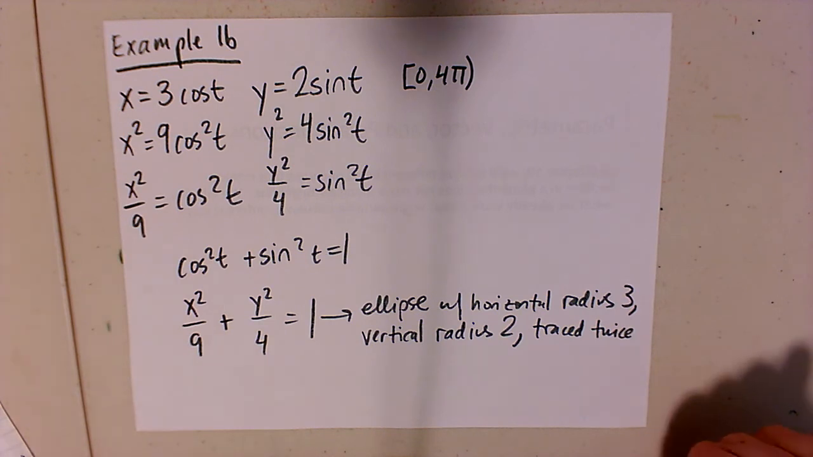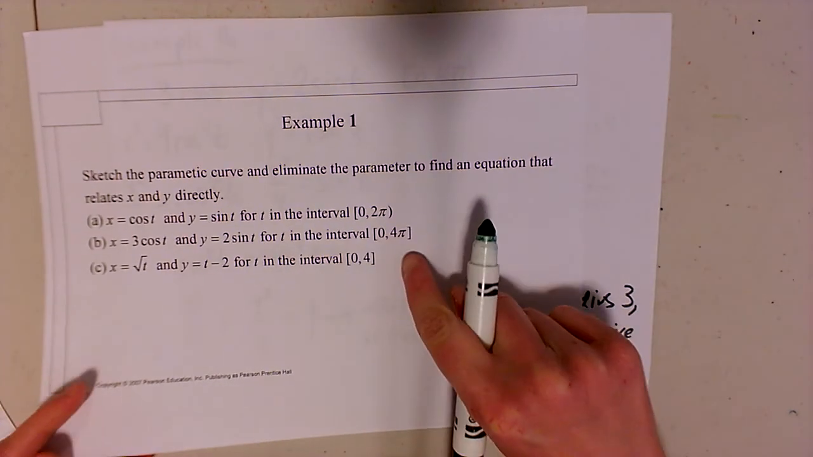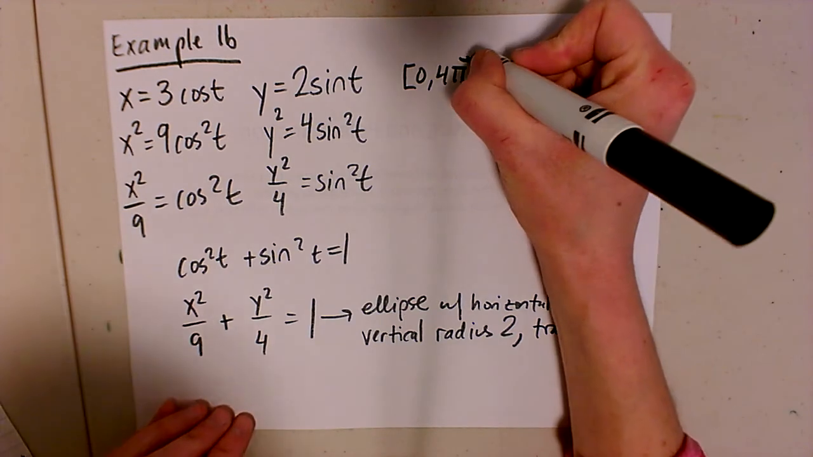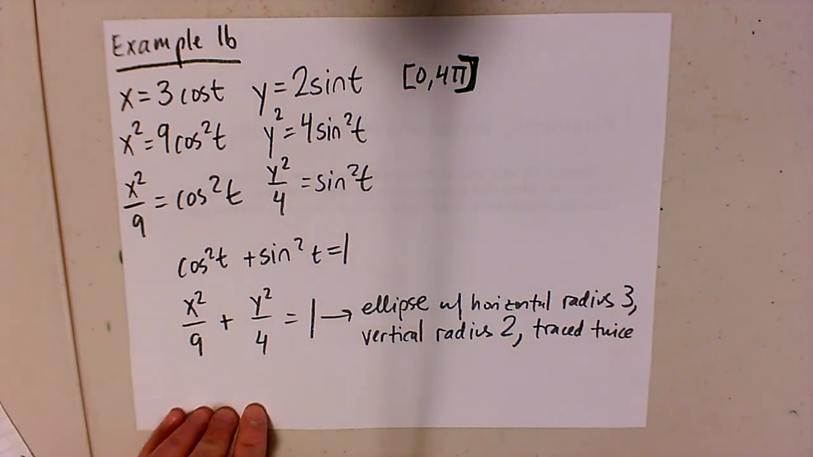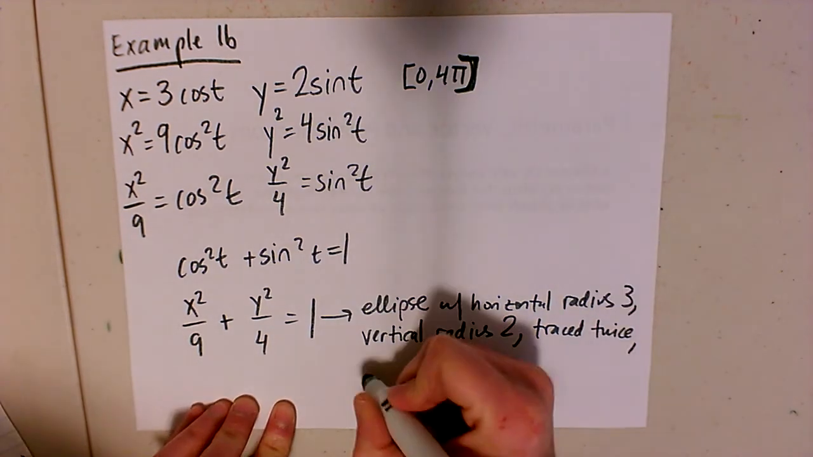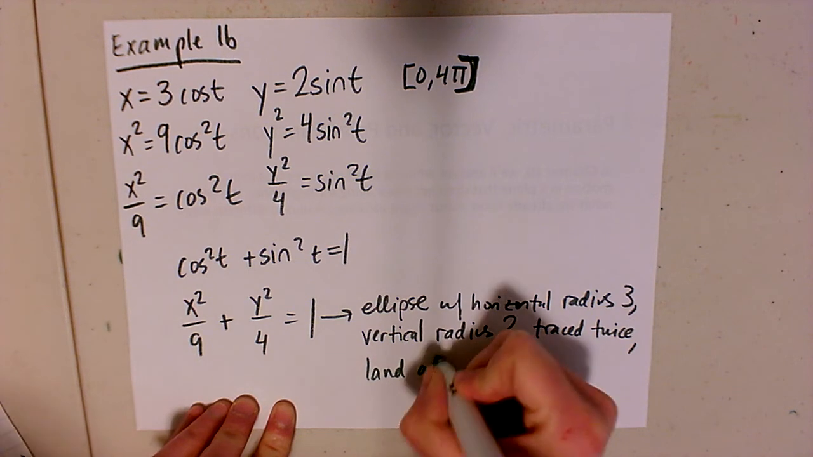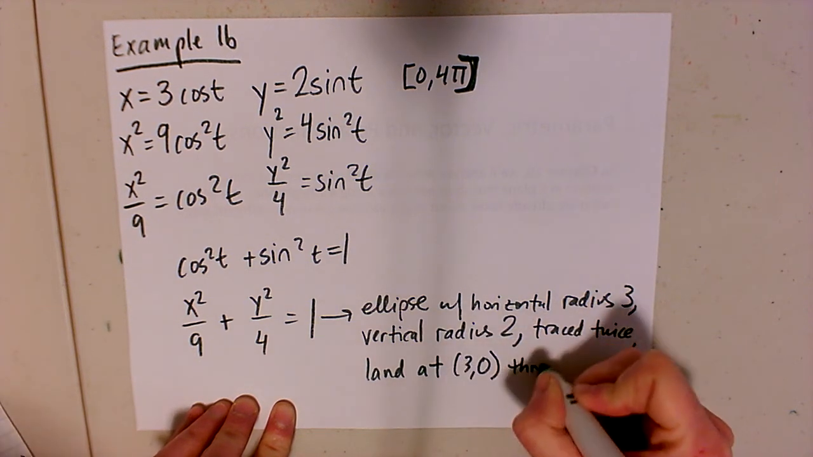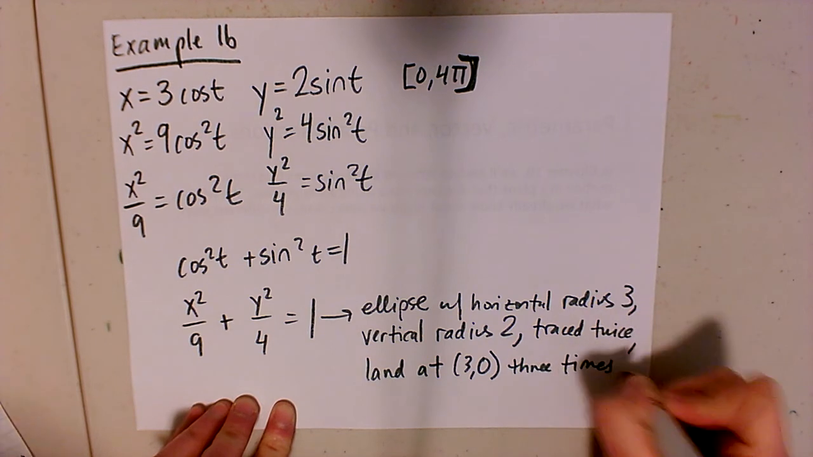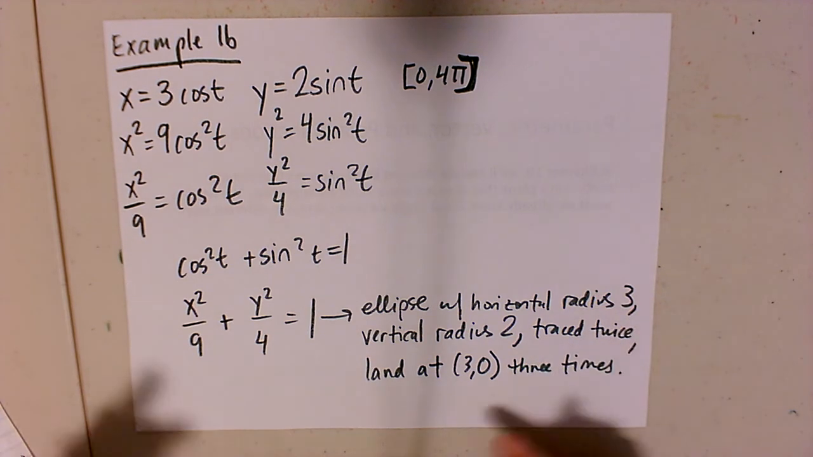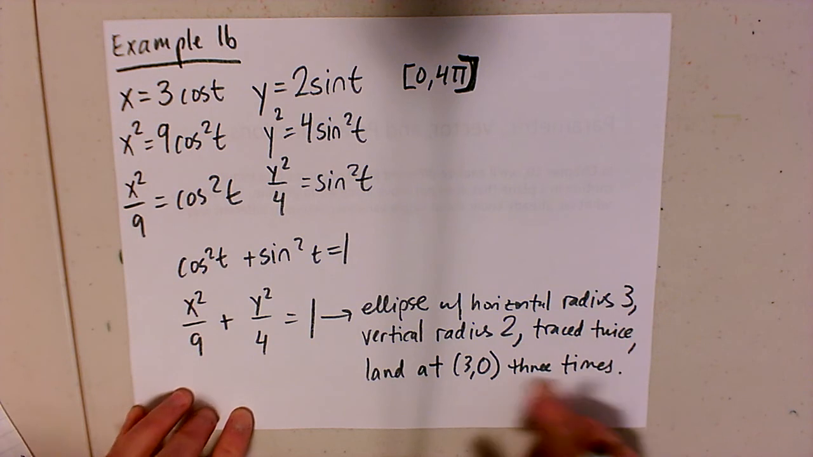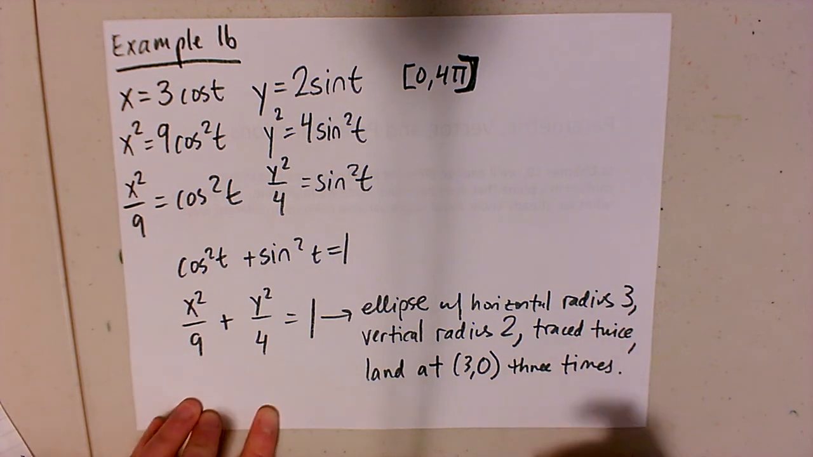Oh, I made a mistake. If we look at the original problem, they include 4 pi in our interval. So what that means is we're actually going to land at the point 3, 0 3 times. So this is a little tricky to show in a graph. All we can do is really write it, but if we were actually talking about the motion of a particle, this would be relevant, okay?